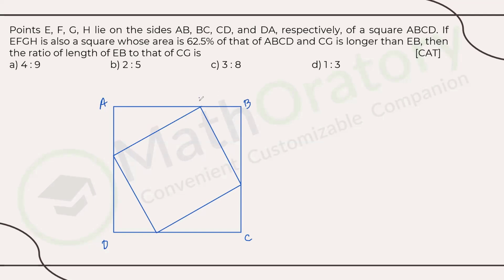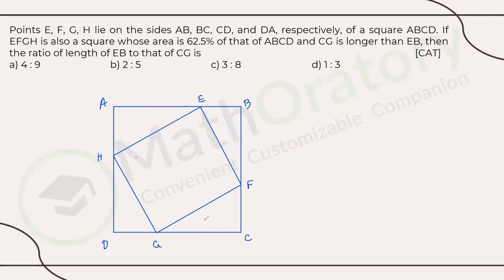E is on AB. F is on BC, so this will be F. G is on CD, and H is on AD, right? So these are the points. And now you can see that CG is longer than EB, right? So this is CG. Now CG is actually longer than EB. Remember that symmetry that I was talking about. This length will be equivalent to this length, right? Because of the rotation that is happening out here.